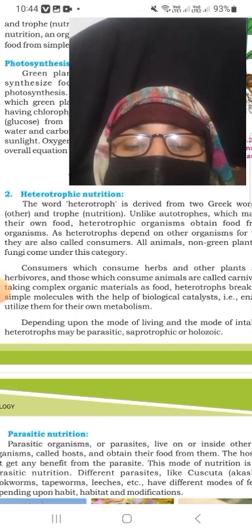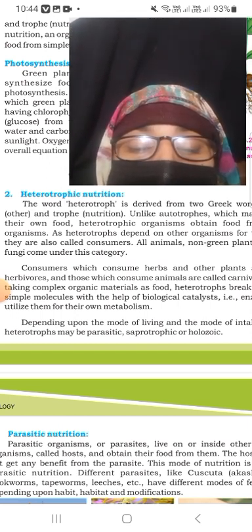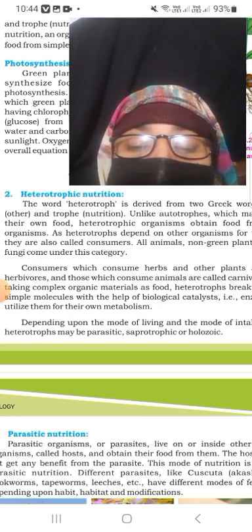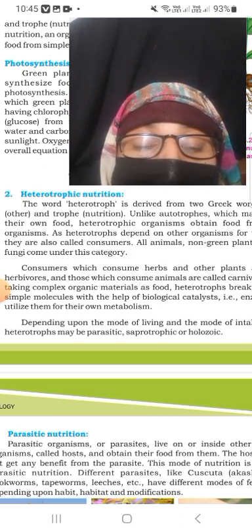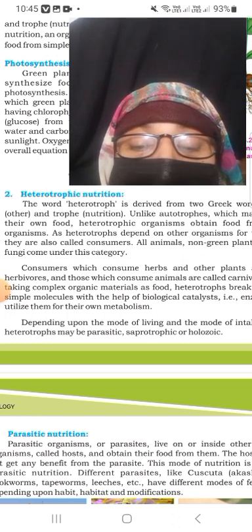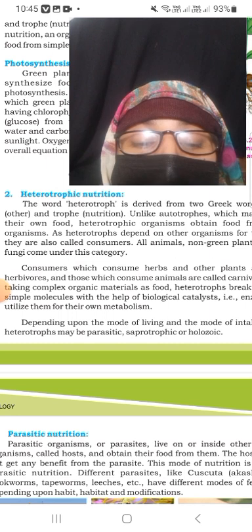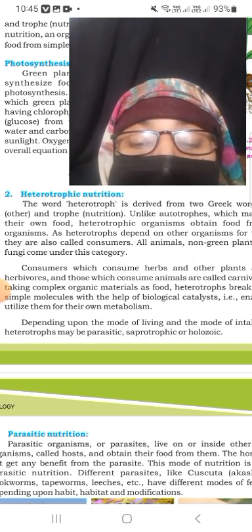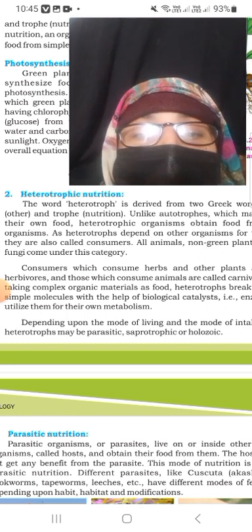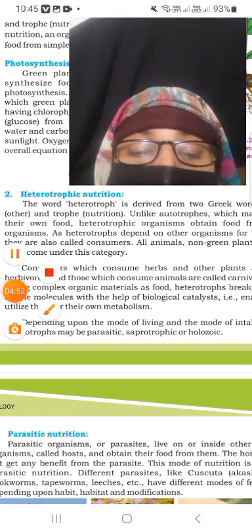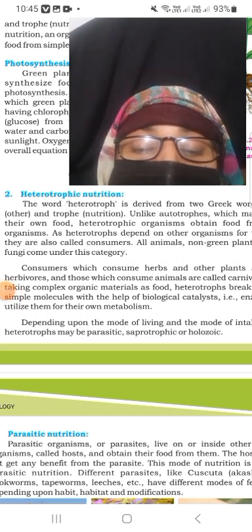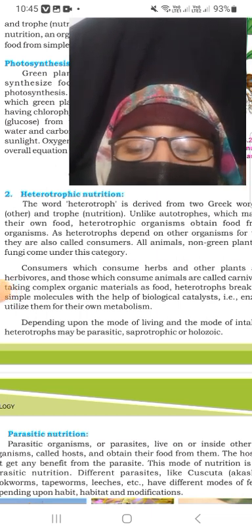Parasitic nutrition: a parasite is an organism that lives inside or on another organism called the host and obtains its food from the host, to the host's harm. This is the parasitic mode of nutrition. Some organisms have different modes of nutrition depending on habits and habitat modification, like cuscuta, and leeches have two different modes of nutrition depending upon habitat and modification.